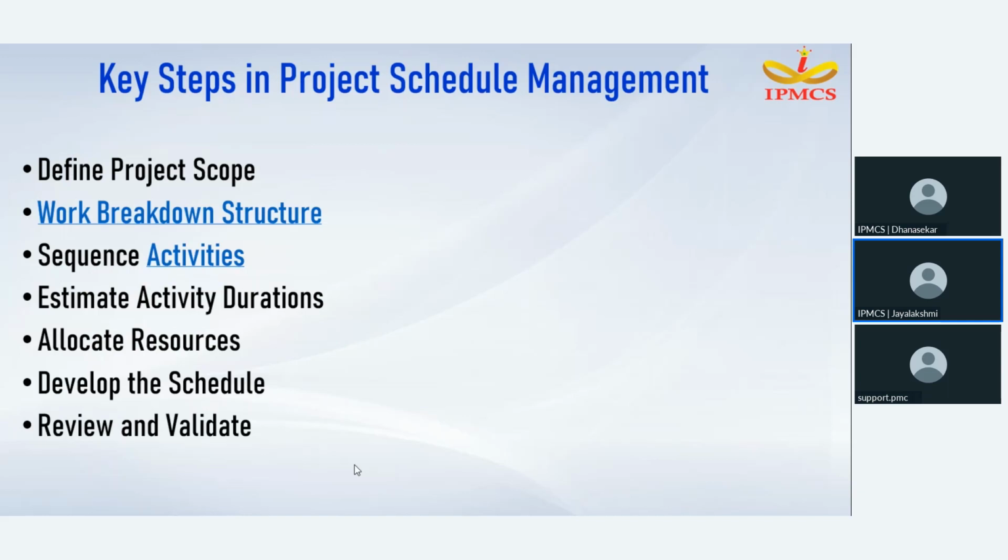What are the key steps in schedule management? The first thing is defining the project. The second point is we will be moving on to developing the work breakdown structure, which can be of any levels. And then inside each work breakdown structure, we will be defining activities, and we will provide a relationship among the activities, that is sequencing of activities. Then each and every activity duration is being estimated. Then resources are allocated, and thus the schedule is developed, and the last step is review and validate.